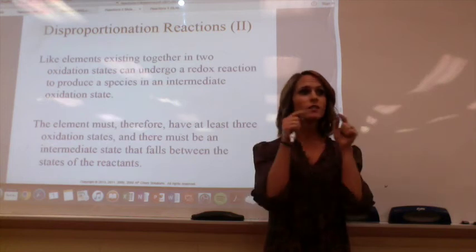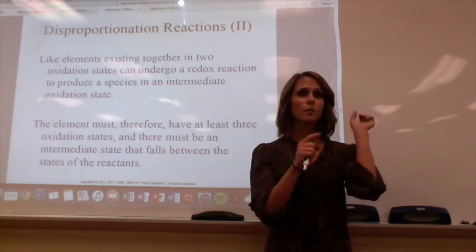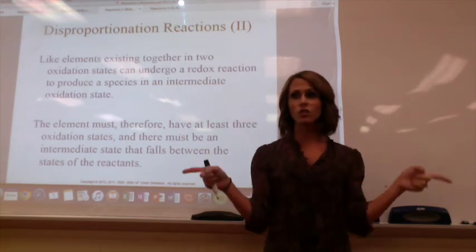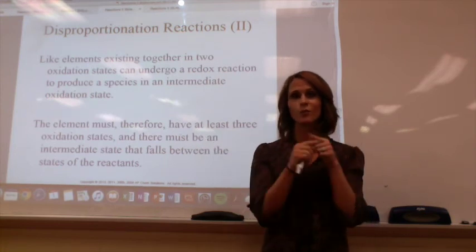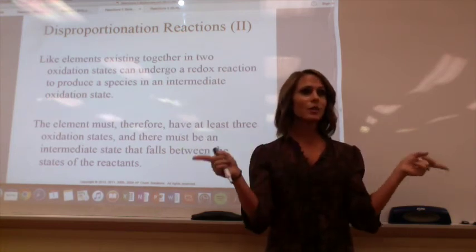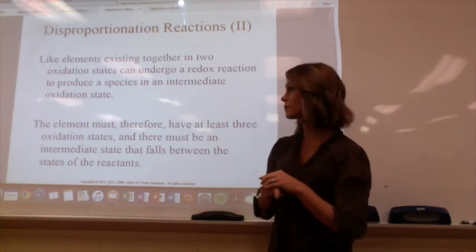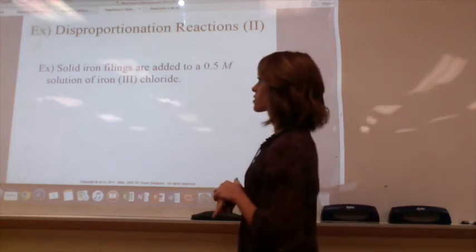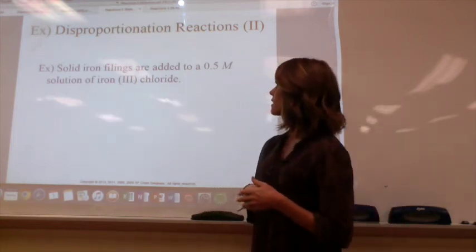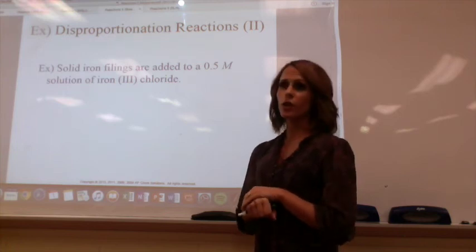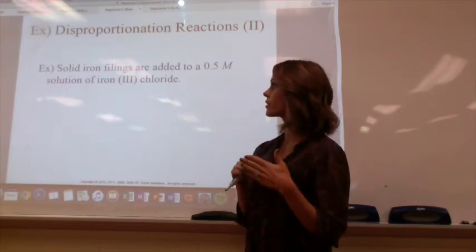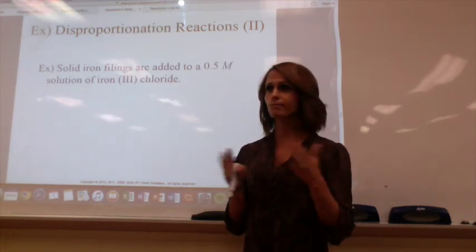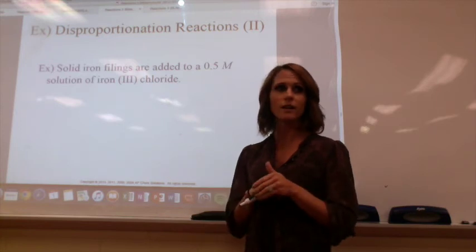So it's going to the intermediate form. So you have something with a 0, a plus, and a plus. You use the middle one, and you go to the 2 things. So we just did 1 thing goes to 2 things. Now we're going to go 2 things going to the intermediate state. So again, you have to know your oxidation numbers for the ones I just told you. So solid iron filings are added to a solution of iron 3 chloride. The solution tells you that the iron 3 chloride is in the aqueous phase. Am I going to do anything with chloride? Nope, because it doesn't have multiple oxidation states.